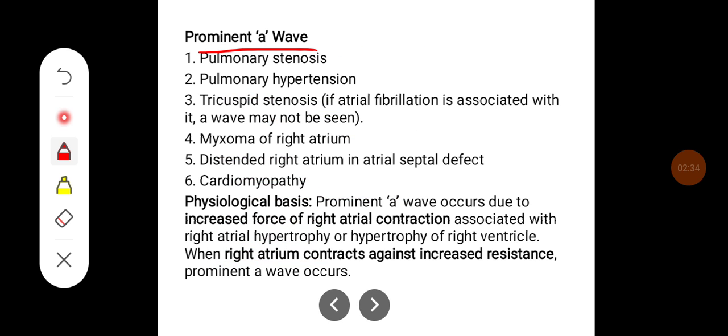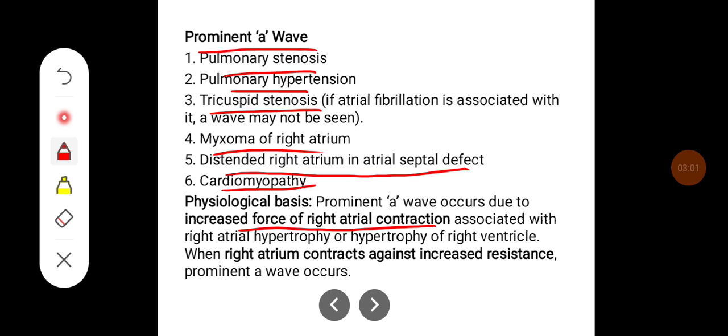A prominent A wave is seen in pulmonary stenosis, pulmonary hypertension, tricuspid stenosis, and also it can be seen in myxoma of the right atrium and the distended right atrium in atrial septal defect, and it can also be seen with cardiomyopathy. The physiological basis for the prominent A wave is the increase in the force of right atrial contraction associated with right atrial hypertrophy or hypertrophy of the right ventricle. When the right atrium contracts against the increased resistance, a prominent A wave occurs.